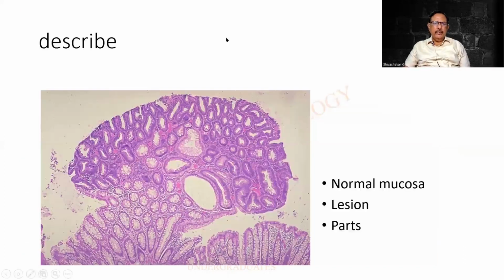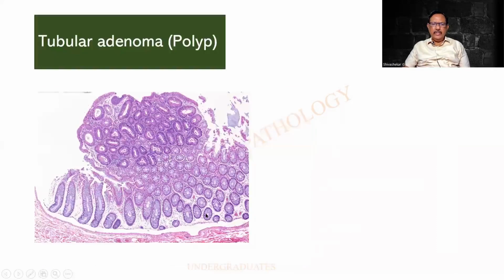This is another one. I find that there is a lesion that is projecting above the surface. This is a normal mucosa. I am able to see empty or goblet cells. These are some kind of columnar cells. This is normal, but this fellow is projecting above the surface. So a lesion that projects above the surface is called a polyp. There can be a stalk and there can be a lesion as such.